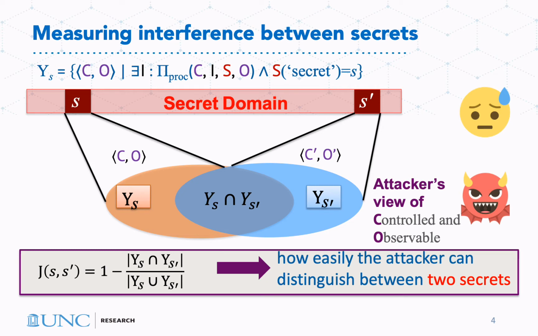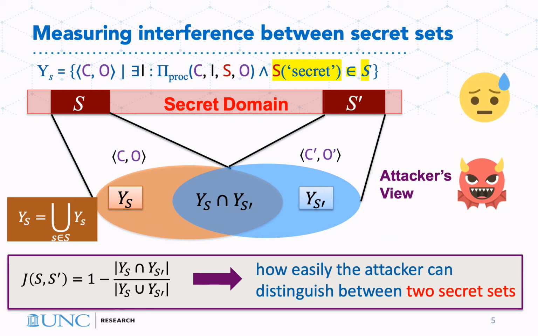When they are partially overlapped, we propose to use the Jaccard distance to measure the difference between two secret values. However, the Jaccard distance considering two secret values would be only sensitive to how often the interference happens, but not sensitive to how much it could leak.